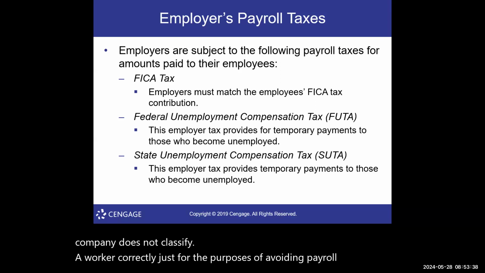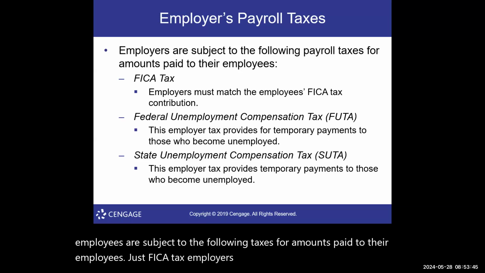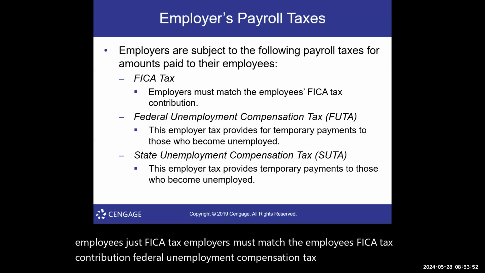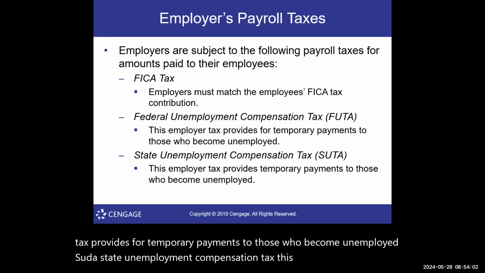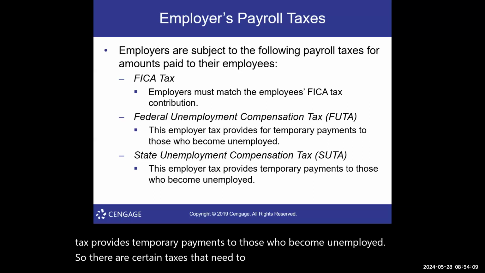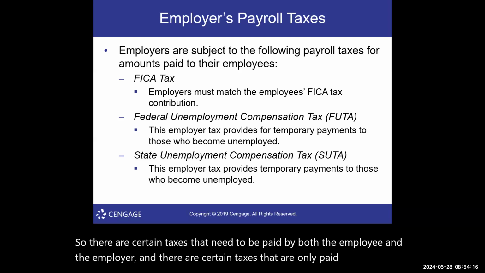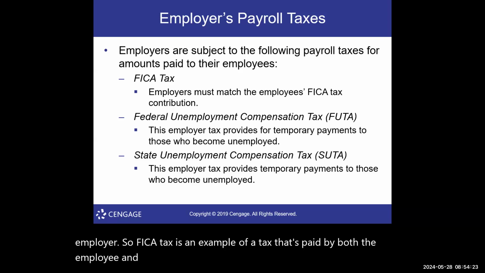Employers are subject to the following taxes for amounts paid to their employees. There's FICA tax. Employers must match the employee's FICA tax contribution. Federal unemployment compensation tax, FUTA. This employer tax provides for temporary payments to those who become unemployed. SUTA, state unemployment compensation tax. This employer tax also provides temporary payments to those who become unemployed. There are certain taxes that need to be paid by both the employee and the employer, and certain taxes that are only paid by the employer. FICA tax is an example of a tax paid by both the employee and employer, and FUTA and SUTA taxes are paid only by the employer.